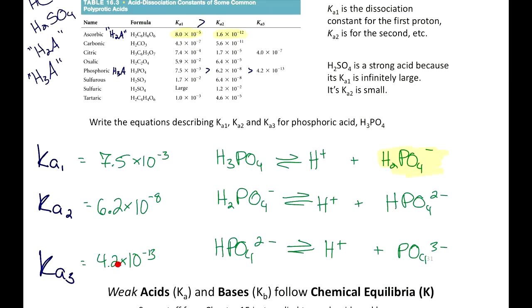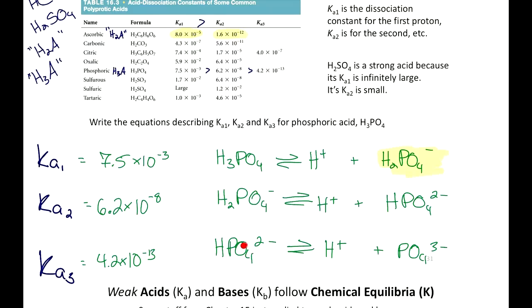Ka3, is this a big number or a small number? Small number. Compared to all of the rest of them, it is the smallest number. So remember what a small K value means. What side of the reaction will you see more of? The product side or the reactant side?